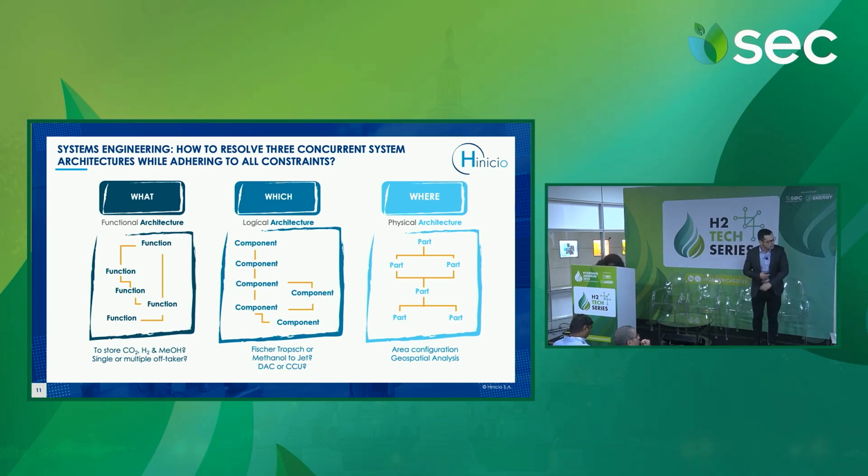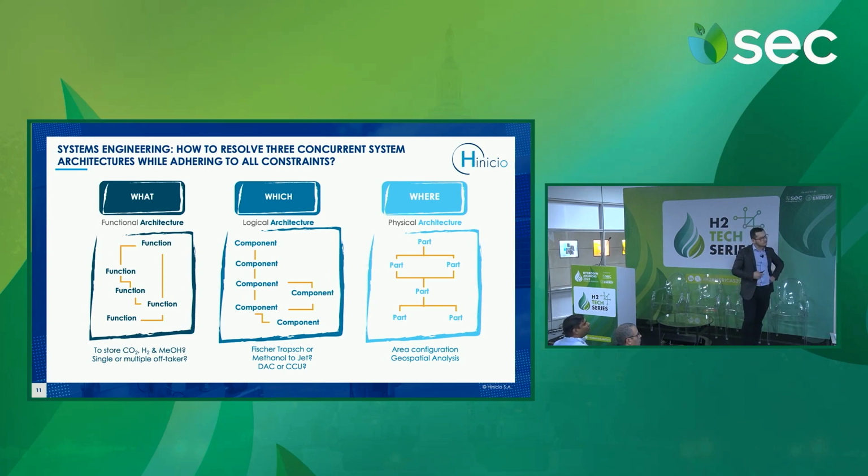Then we have the logical architecture. By logical architecture, what I mean is the process from which you go from one raw material and you produce something different, right? And then we have the Fischer-Tropsch reaction, we have the direct air capture, we have the methanol to kerosene, the Haber-Bosch process, and so on.